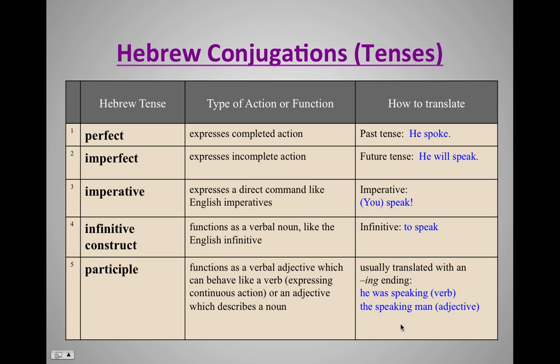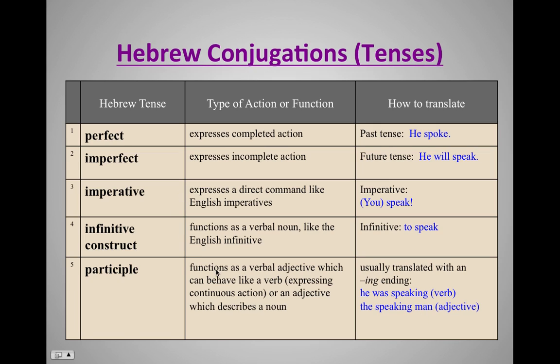But participles can also be an adjective that describes a noun. So I could say the speaking man. In this sentence, speaking is actually an adjective that describes man. I could say the speaking man walked into the grocery store. In that sentence, the verb is actually walked. That's the action that's going on there. But the word speaking is actually just an adjective. It's just describing man.